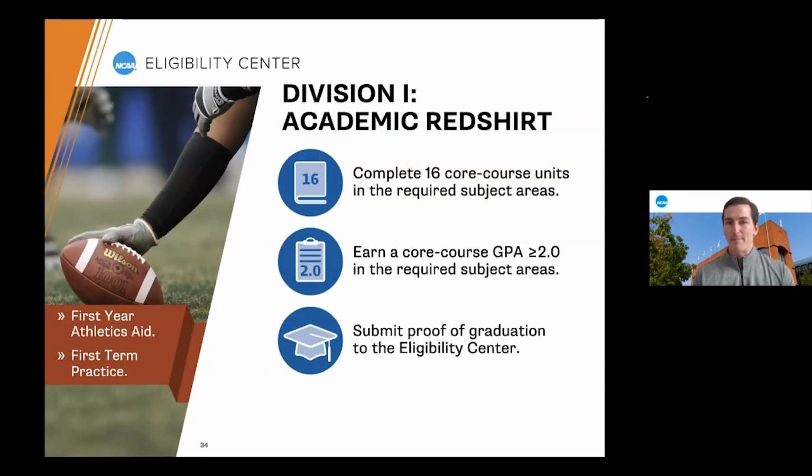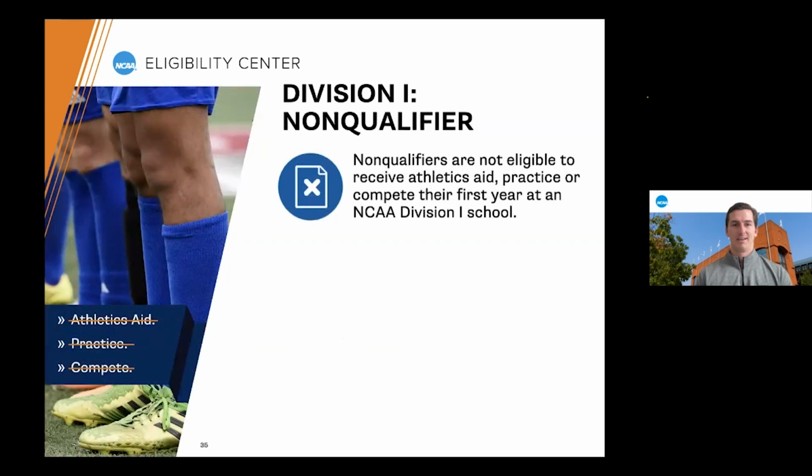The next pillar that they may fall under is the academic redshirt. This is someone that completed 16 core units in the required subject areas, earned a 2.0 or higher GPA. They submitted a proof of graduation to the Eligibility Center. This person would not be able to compete their first year, but they would be able to practice and receive that athletic aid. And the next pillar is the Division I non-qualifier. Non-qualifiers are not eligible to receive athletic aid, practice, or compete their first year at an NCAA Division I school.